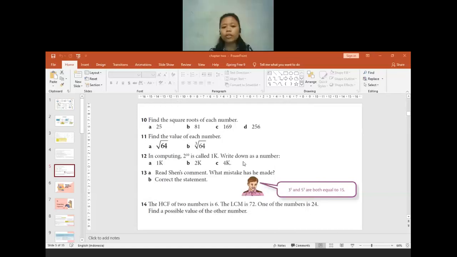I'll continue to question 12. 2 to the power of 10 from the previous exercise 1.4. You know that 2 to the power of 10 is equal to 1024. Now we are going to find 1k. 1k means 1 times 1024. So the answer will still be equal to 1024.